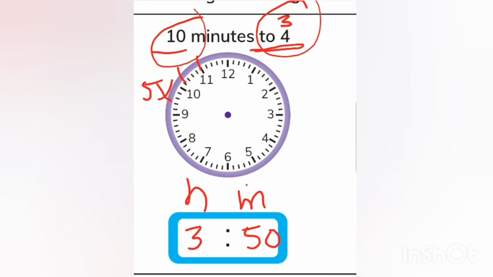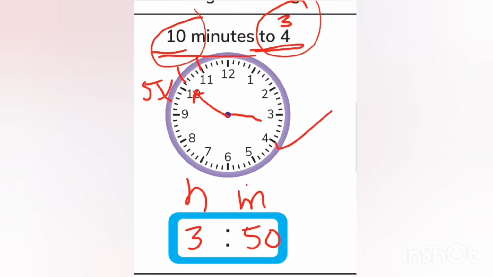Now we will use the needle to write the analog clock. The small needle will be in between 3 and 4, and the big needle will be towards 10. 10 means 50. And here it is written 10 minutes to 4. So now it means after 10 minutes there will be 4 o'clock.